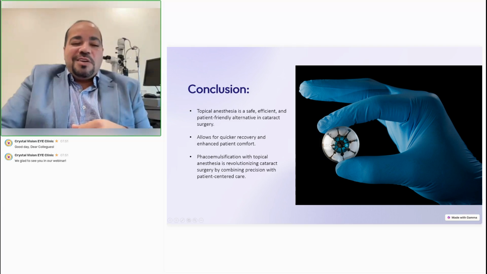However, it doesn't fit, because it is not fit for everyone. And also, as we said, the cornea is one of the most sensitive tissues in the body. So we must use anesthesia anyway.